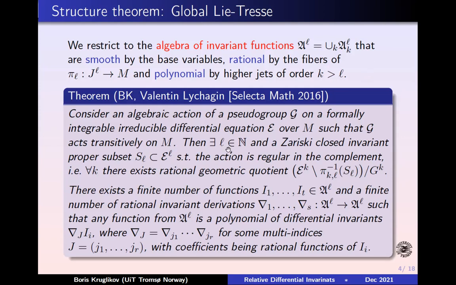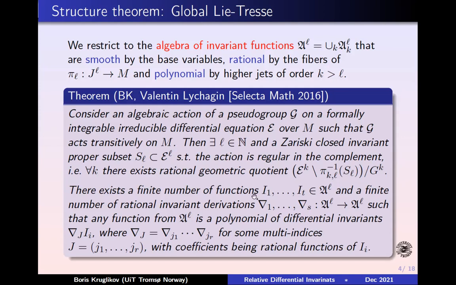Okay, so then there is this jet number L, and a Zariski closed invariant proper subset S, such that in the complement to it, so you see, I take this equation E. In principle, you can say there's no equation, it's just the entire jet space. And I remove this subset S, or its pre-image. And that set is actually Zariski open. Now, in this set, the action is regular, which means that it is foliated by closed orbits. So I can do a quotient, and that will be a good quotient, a rational geometric quotient.